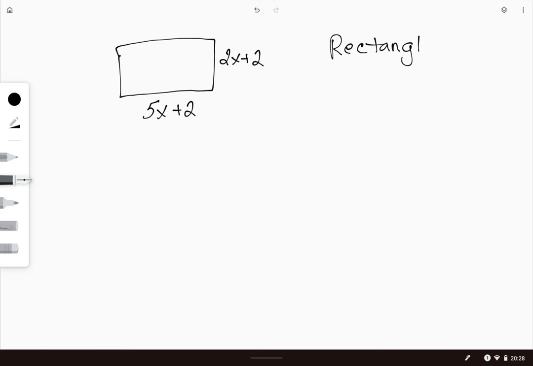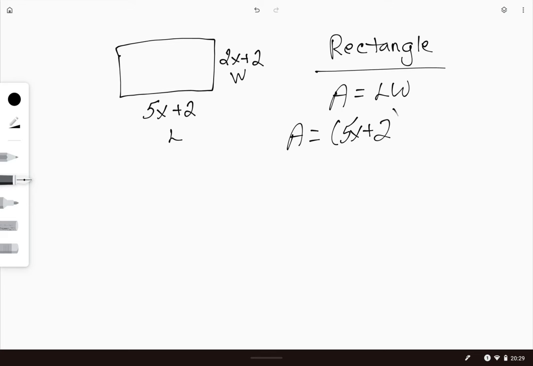Okay, and we know, because we've learned this before, that the area of a rectangle is length times width. So if I look here at this particular rectangle, here is my length and here's my width. So the area is going to be 5x plus 2 times 2x plus 2. Now, since both of these expressions are binomials, we can solve the area simply by using FOIL that we learned last week.